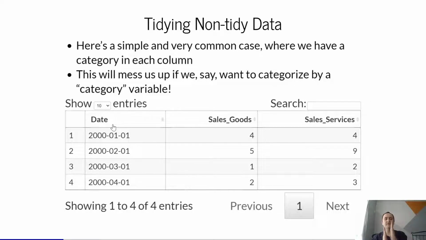We're going to have one column that determines what department we're looking at. Are we looking at goods or services? What are we going to call that? That variable needs a name as well. And then we have one column with the sales data itself. What are we going to call that?